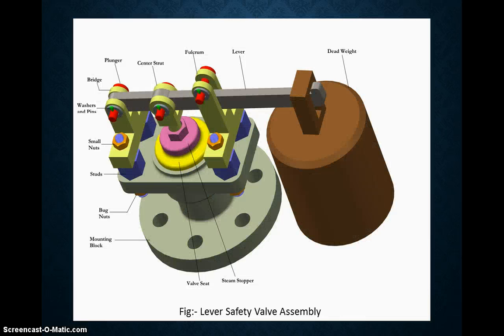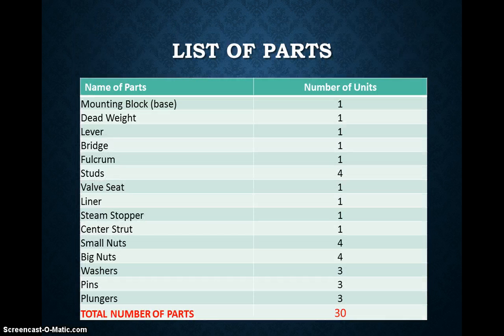This figure shows the assembly of the original lever type safety valve. T1 shows the names of the different components used in it. This table shows the list of parts used in the original assembly. There are a total number of 30 parts including washers, pins, nuts and bolts.